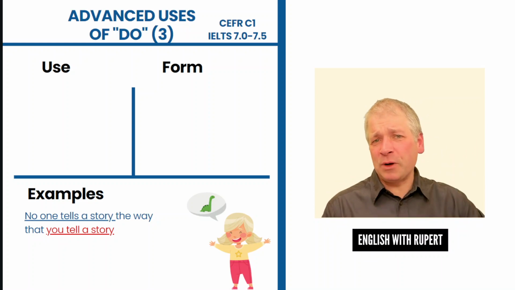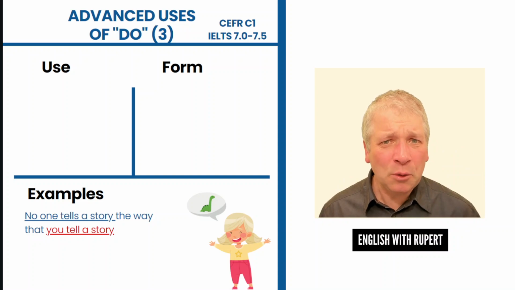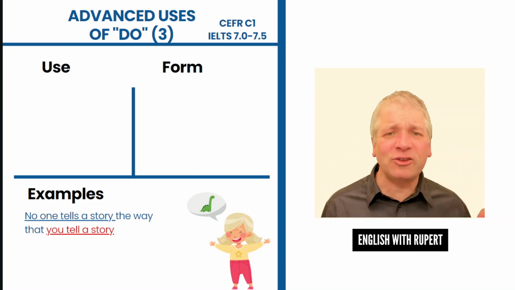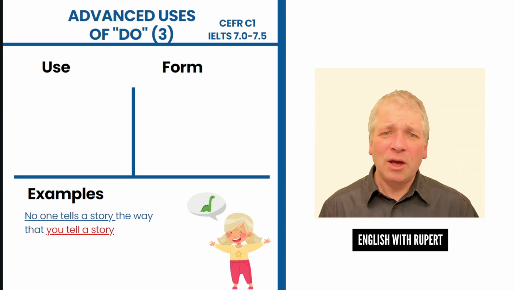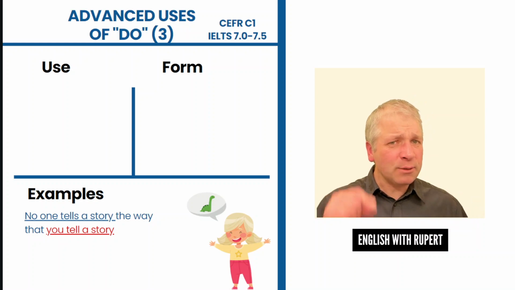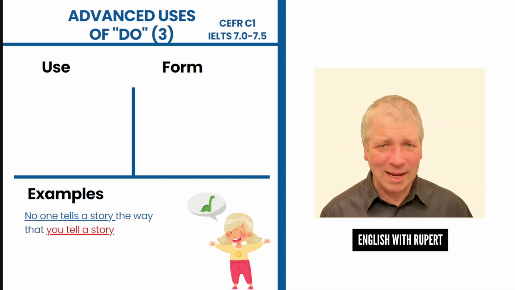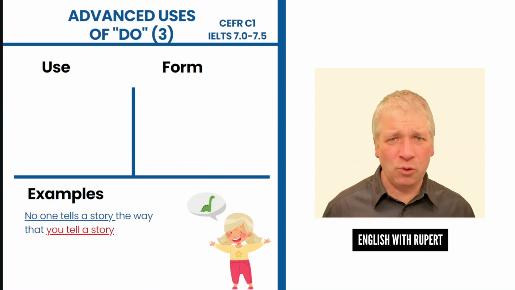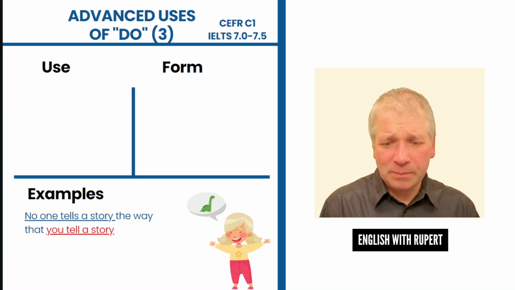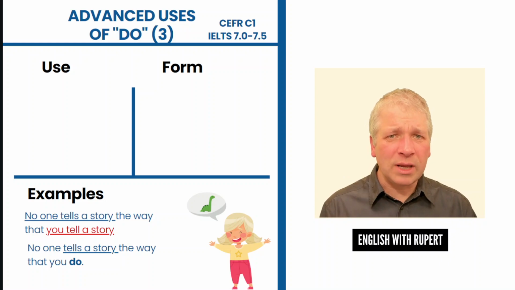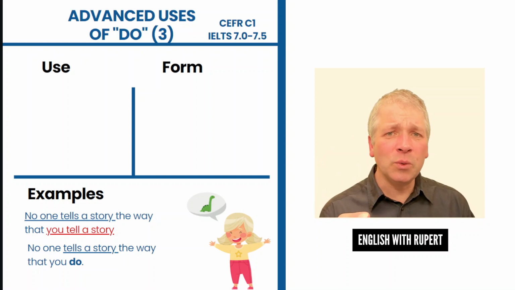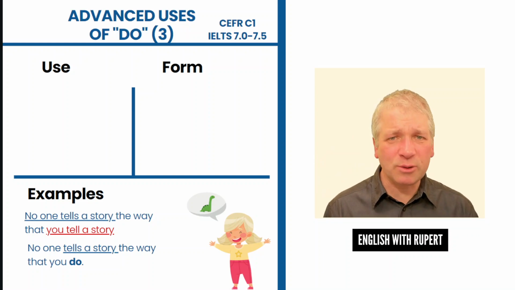Notice there are two different clauses here. We have the main clause in blue, and then we have an extra clause as part of the that clause, that you tell a story. But notice as well that tell a story is repeated twice. And we can leave out the second tell a story by doing this. No one tells a story the way that you do. Here, do replaces tell a story.